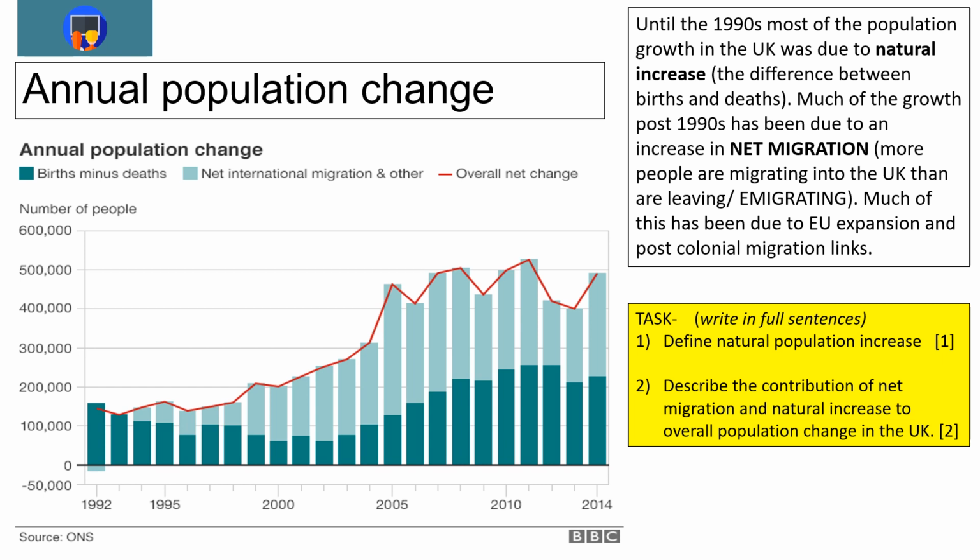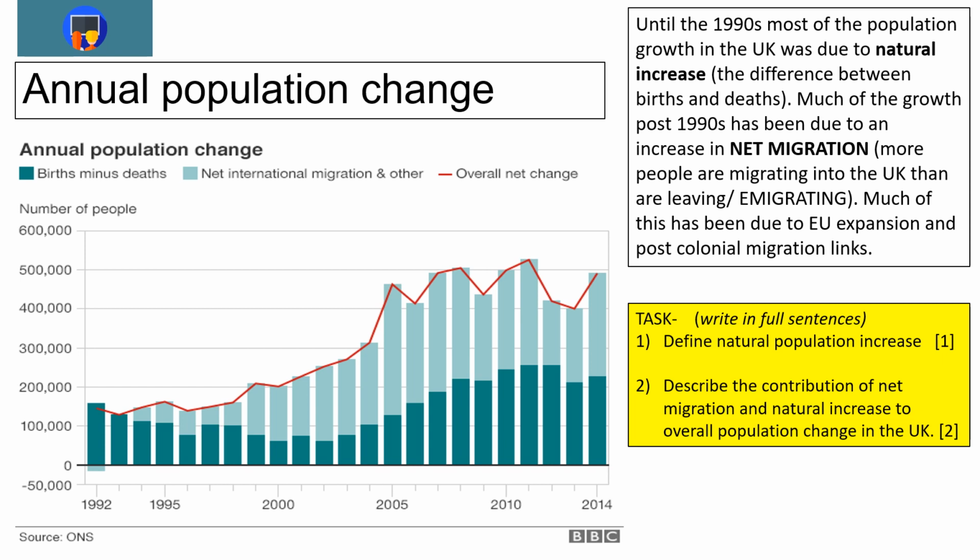You've got 2 questions on the right hand side. So number 1, define natural population increase. You can use the paragraph which is on the board and at the top of your workbook page to answer that question. And number 2, describe the contribution of net migration and natural increase to the overall population change in the UK. Pause the presentation for a few minutes whilst you have a go at answering those 2 questions.